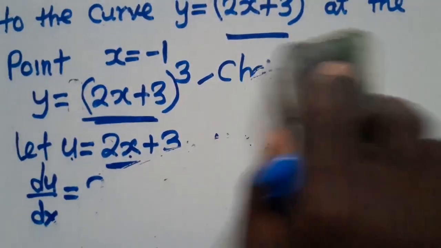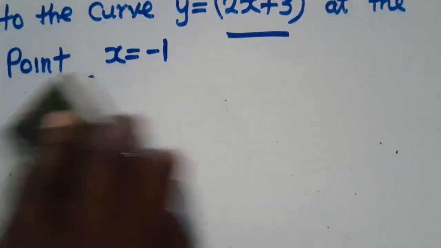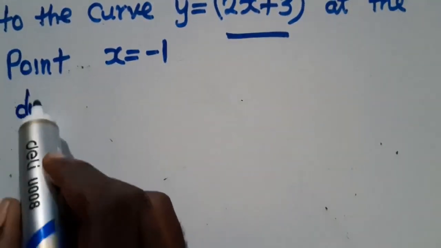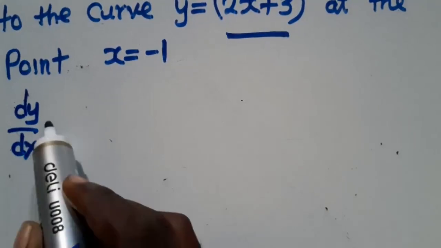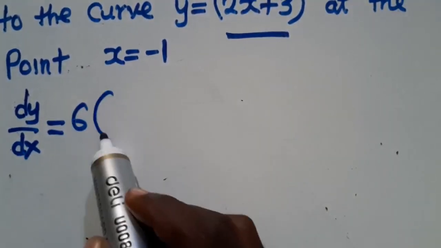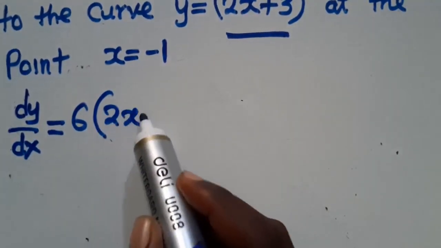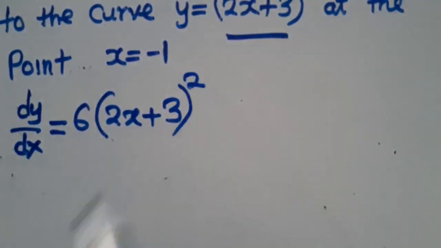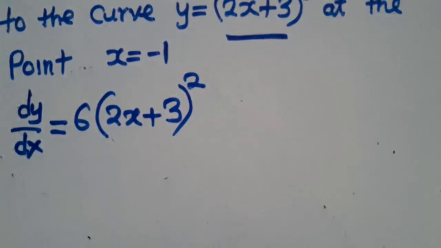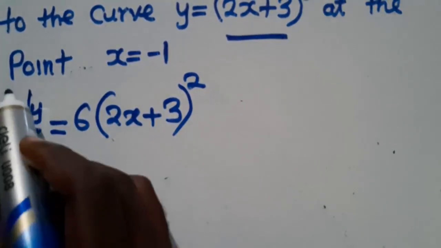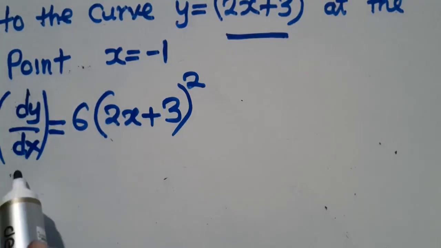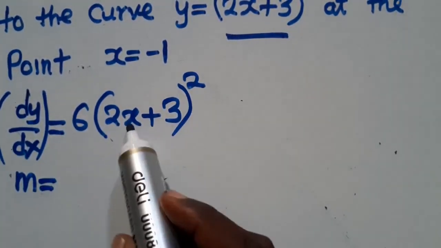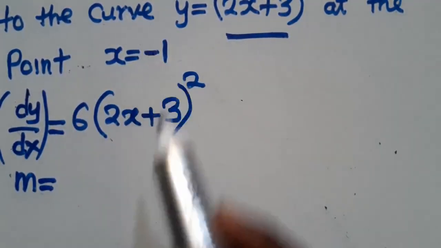Now the question that we were given, we said we differentiate. So we find dy/dx to be what? It is 6(2x + 3)^2. This is the answer that you find. Here where there is dy/dx, you put m. You want to find the gradient, which is equal to... here where there is x, you put the value there, which is -1.